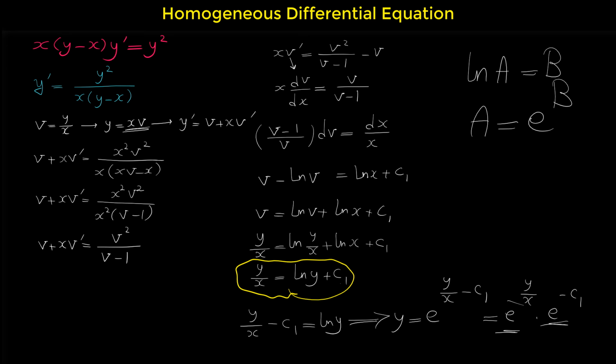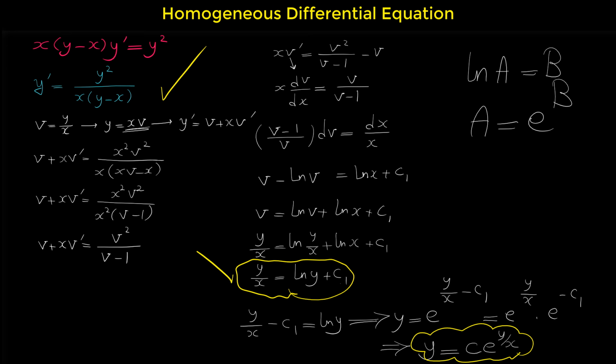So now here, this e to the negative c1 is a constant. E is constant, c1 is constant, so everything here is constant. So you can name this as c. So finally, y equals c e to the y over x. This is another form for the solution of this differential equation. So this is one form of the solution. This is another form for the solution.